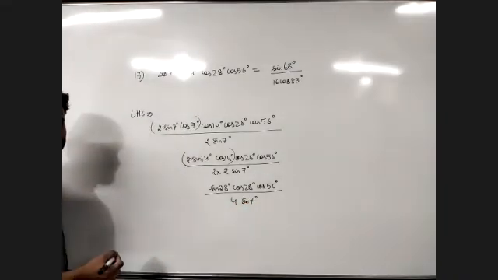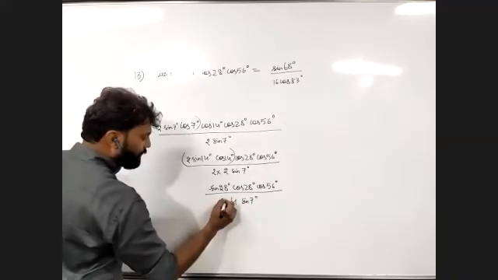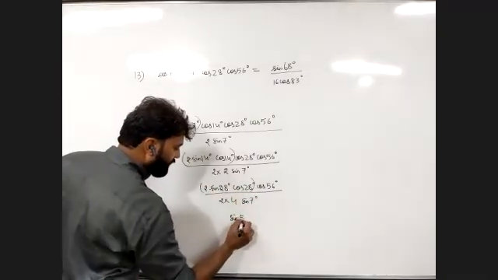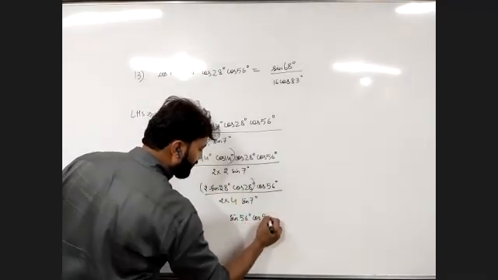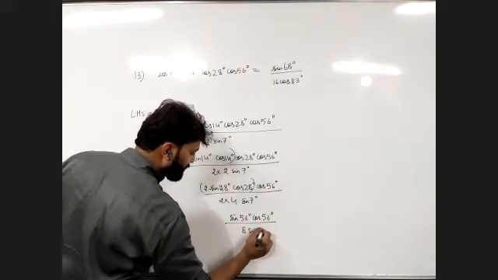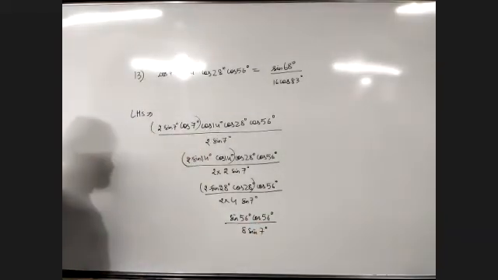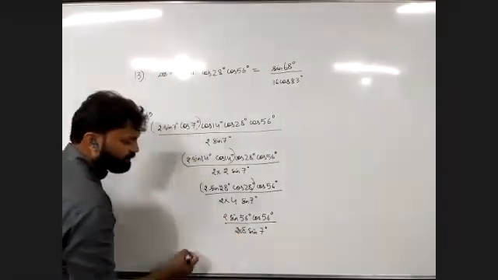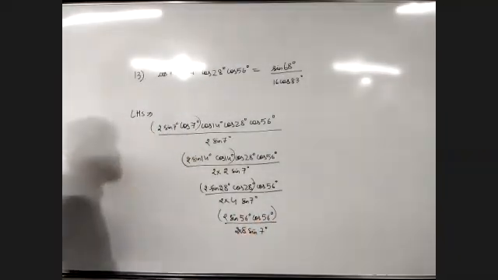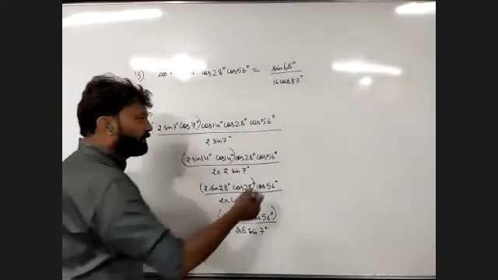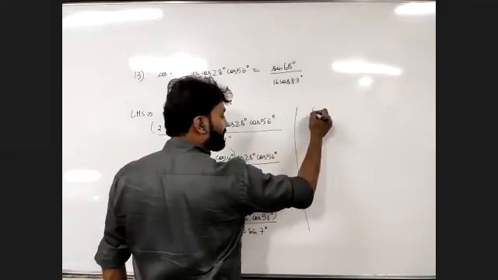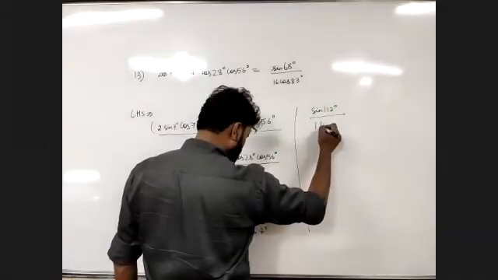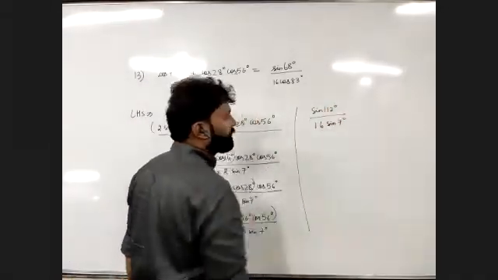Now what? Multiply and divide by 2 again. This will become sin 56 degree, cos 56 degree, whole upon 8 sin 7 degree. Now what? Multiply and divide by 2 again. So 2 sin 56 cos 56 will become, not sin 68, sin 112 degrees upon 16 sin 7 degree, right?